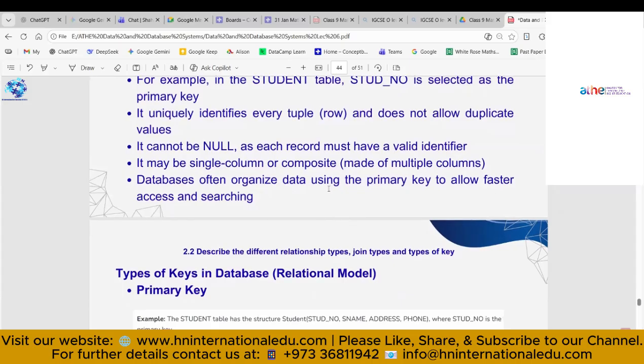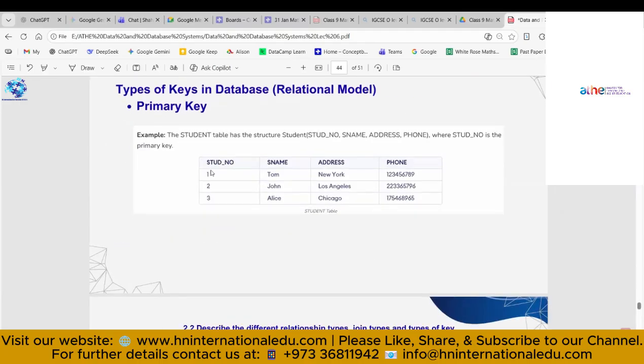No two people have the same record for that, and it may be single column or composite, made of multiple columns. So databases often organize data using the primary key to allow faster access and searching. So in this case, you can see the student number column is the primary key.